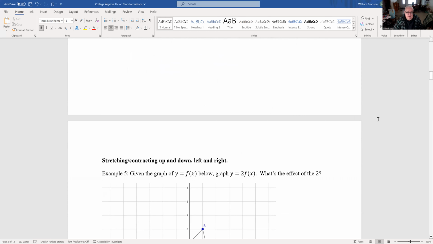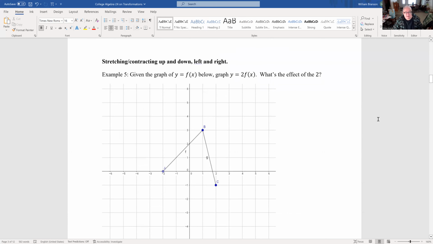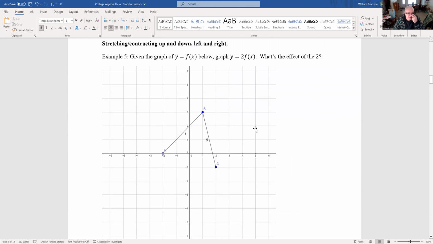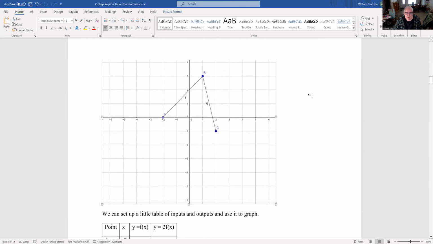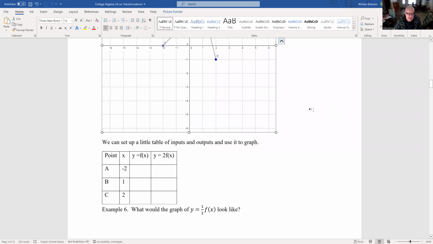Okay. So stretching and contracting involve multiplication. So here's the graph of y equals f of x. And we want to know, what does 2 times f of x look like? What does the 2 do to it? So here we're taking x and putting it into the function to get a y value, and then we're taking that y value and multiplying it by 2.